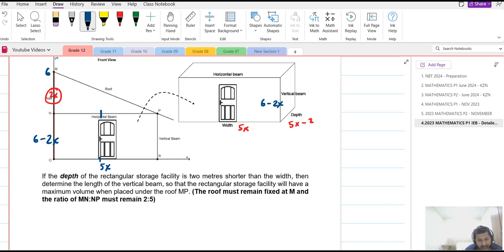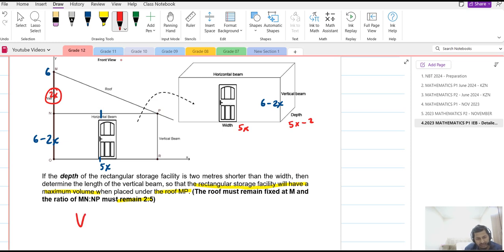Will have a maximum volume. Then determine the length of the vertical beam so that the rectangular storage facility will have a maximum volume when placed under the roof. The roof must be fixed at M and the ratio of MN to NP must remain 2:5. Okay, lovely, nice question.